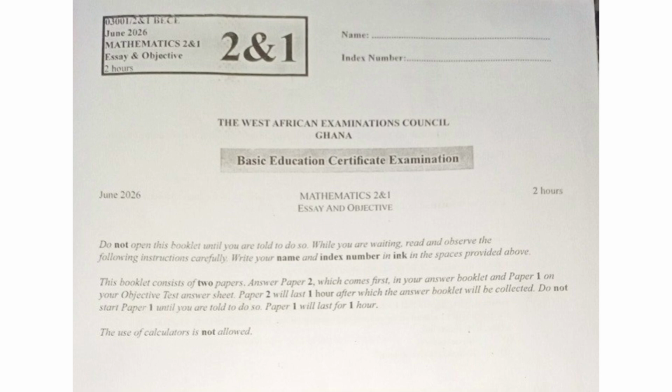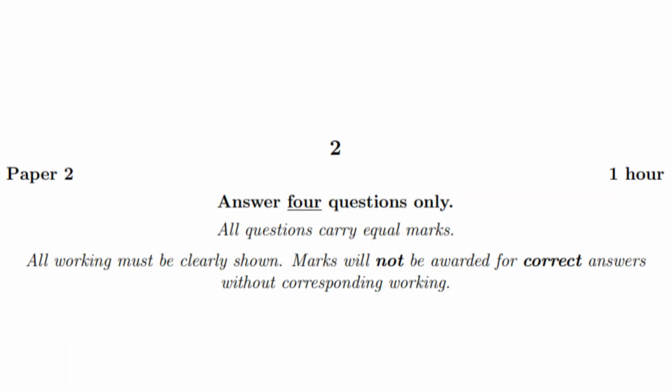Paper 2 will last 1 hour, after which the answer booklets will be collected. Do not start paper 1 until you are told to do so. Paper 1 will last for 1 hour. The use of calculators is not allowed. So in this paper, you're not supposed to use a calculator. The whole paper lasts for 2 hours. If you open up the paper, you have paper 2 and you're supposed to answer only 4 questions out of the 6.